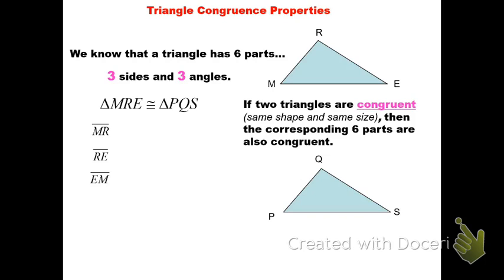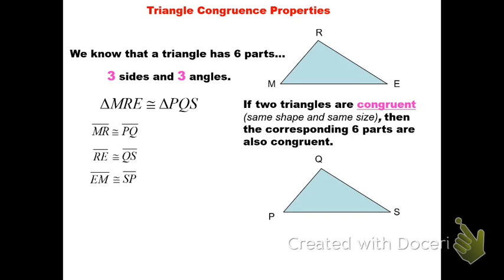To know how to match them up, we can line the triangles up and orient them so we see the matched sides and angles, or we can look at the statement to figure it out. Now I have triangles MRE and PQS in the same orientation, so it's pretty easy to see which ones match. MR is congruent to PQ, RE is congruent to QS, and EM is congruent to SP.